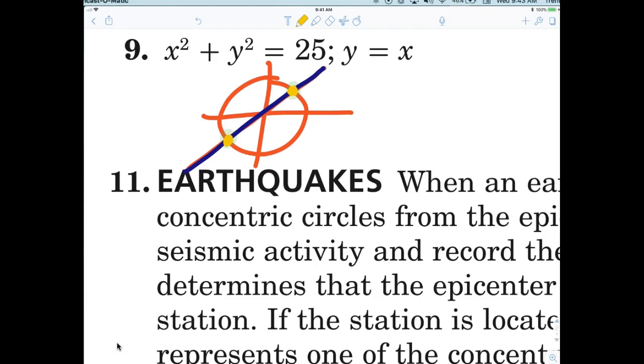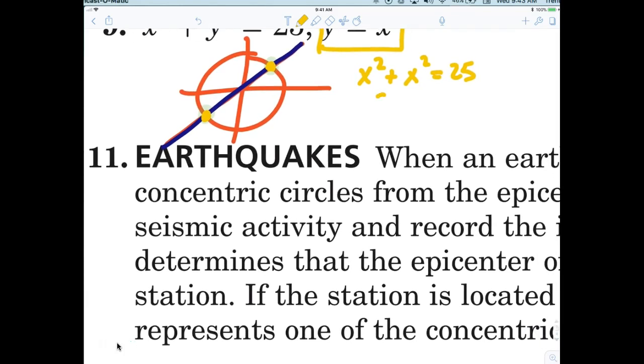So the problem I have is x squared plus y squared equals 25. I can't really solve that. However, I do know that y equals x. So wherever I see a y, I can put x. So I now have x squared plus x squared equals 25. Then you just take the square root, x equals 5? Brilliant. All right, x squared plus x squared is 2x squared equals 25.